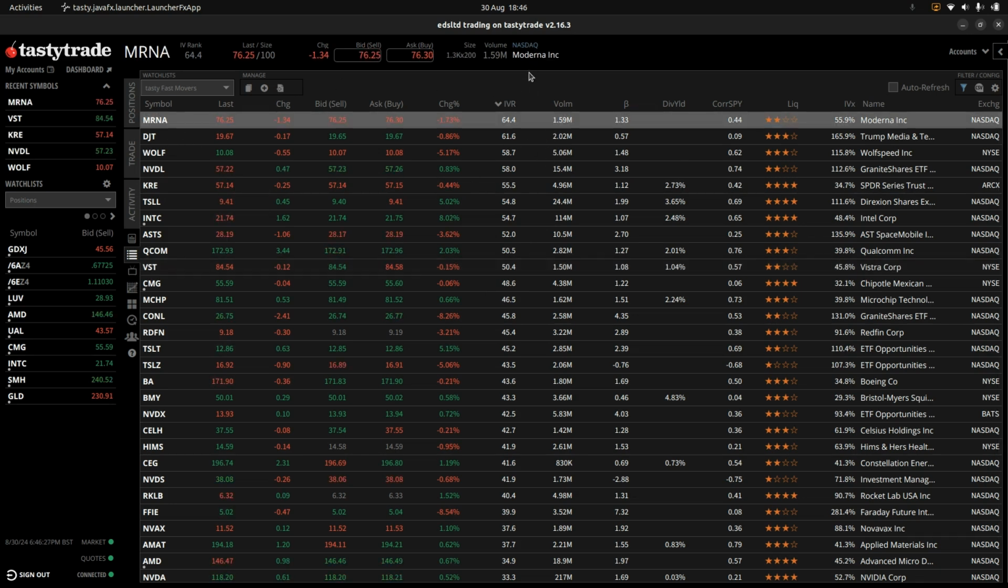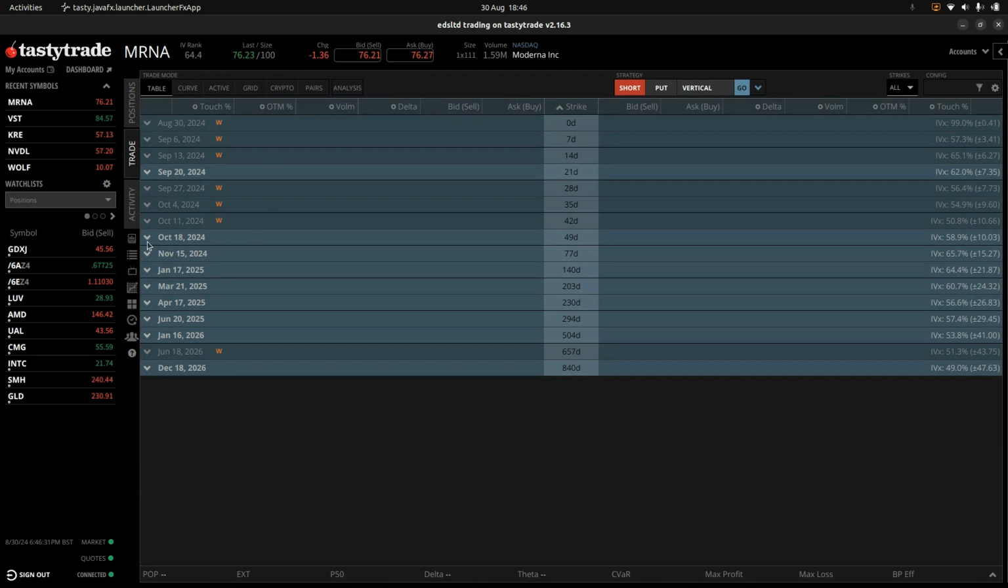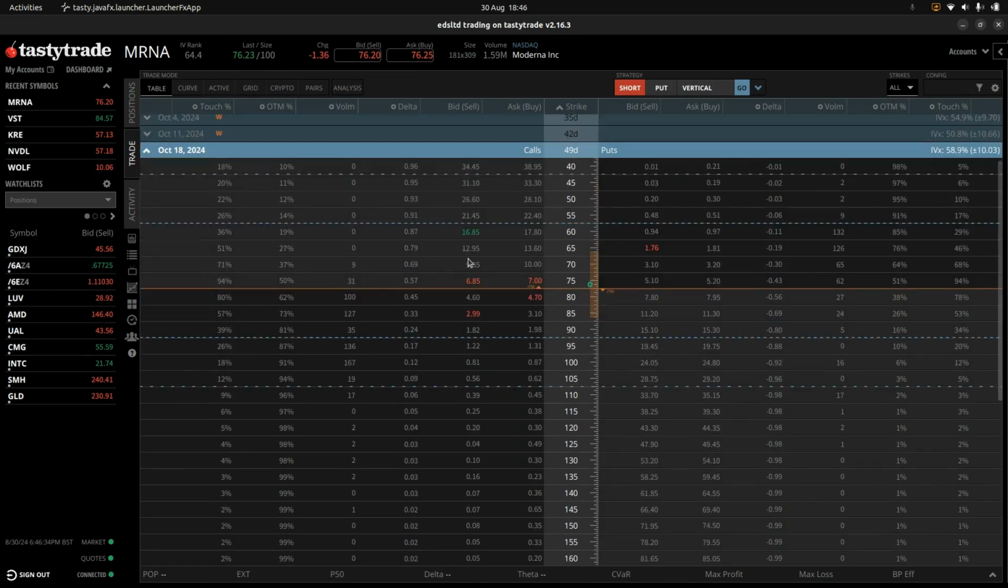So let's just go down the list and start with mRNA. Okay, so we go over to the trade tab, October 18th, and now this is the options chain. This horizontal orange line is where price currently is at, which is 76.23, right between 75 and 80. And this orange bar on the right hand side shows you the expected move of the underlying over the next 49-day period.